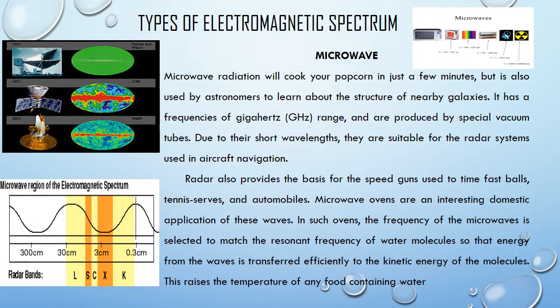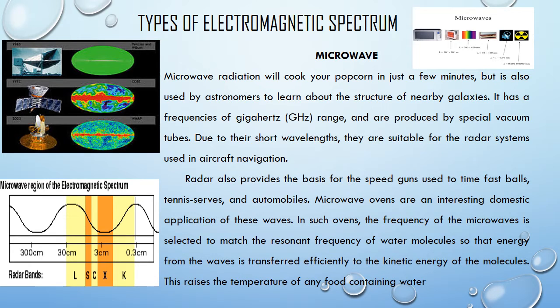The next type of electromagnetic spectrum is the microwave. Microwave radiation will cook your popcorn in just a few minutes, but it is also used by astronomers to learn about the structure of nearby galaxies. It has a frequency in the gigahertz range and is produced by special vacuum tubes. Due to their short wavelengths, they are suitable for the radar systems used in aircraft navigation. Radar also provides the basis for the speed guns used to time pass balls, tennis serves, and automobiles.